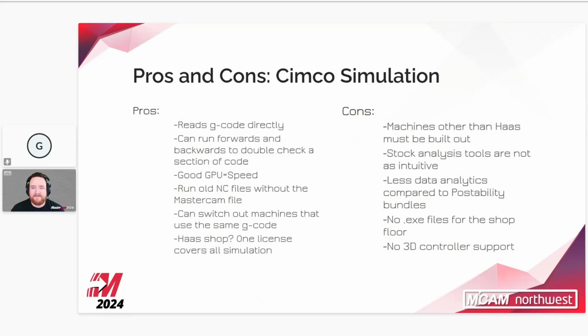So some of the downsides: if you have machines that are not a Haas, they are still supported. They can support basically anything, but they do have to be built out. We would need things like receipts or skins from the machine dealers themselves, because a lot of these other dealers have much more strict requirements on how simulation is done. So it's not really Cimco's fault. It's how the machine dealers themselves want to work.